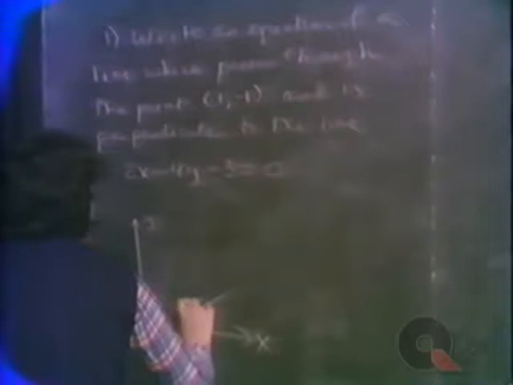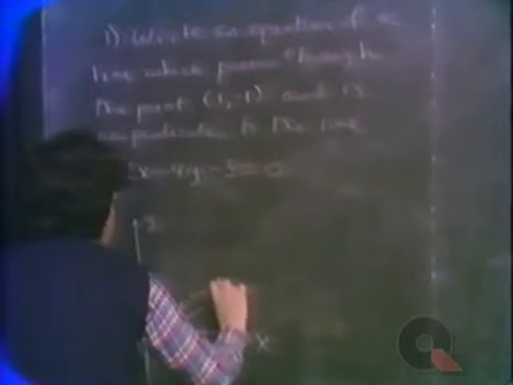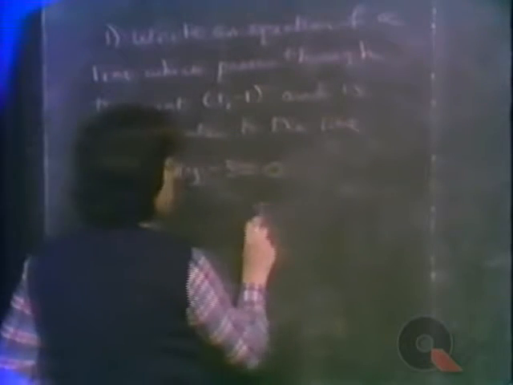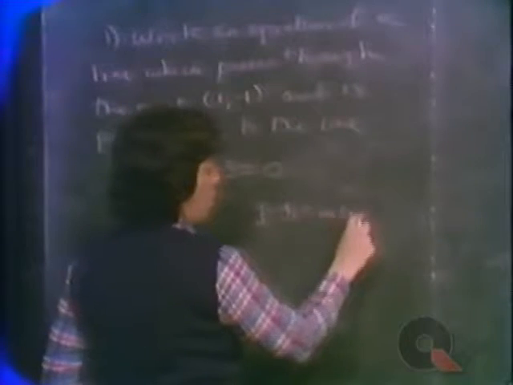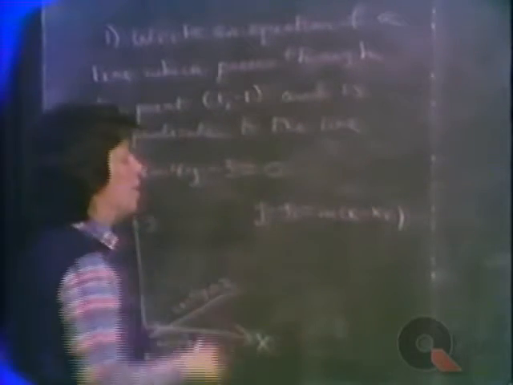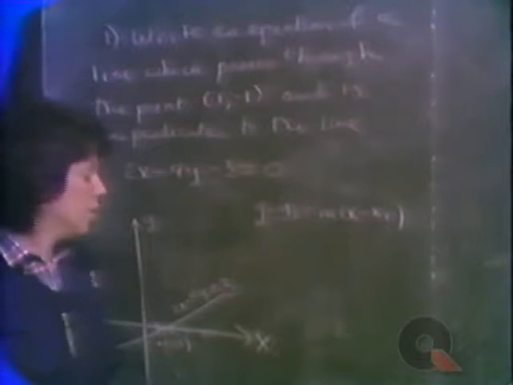You don't have to graph this. I'm just trying to help you visualize it. Now this is the line 2x minus 4y equals 3. We want to find the equation of the dotted line. To find the equation of a line, we need a point and slope, and then we could use point-slope form of the equation of the line. This is a line through the point (x1, y1) with slope m. And we need the slope of the dotted line. But since it's perpendicular to the heavy line, its slope will be the negative reciprocal of the heavy line's slope. So it basically comes down to finding the slope of the heavy line.